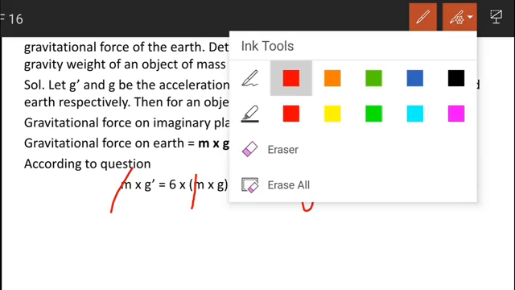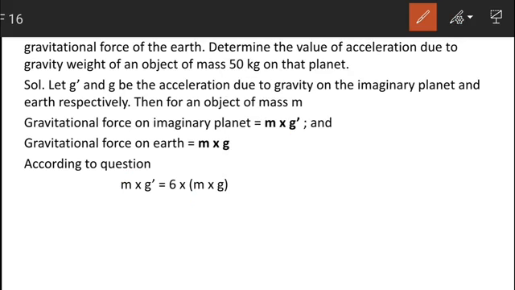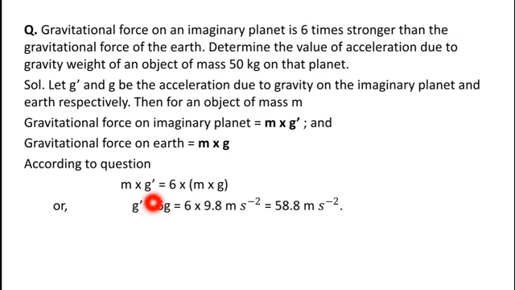So we can write g dash is equal to 6g, and you know the value of acceleration due to gravity on the surface of earth is 9.8 meter per second square. So g dash is equal to 6 into 9.8 meter per second square, which is equal to 58.8 meter per second square. So this is the required acceleration due to gravity on the imaginary planet.